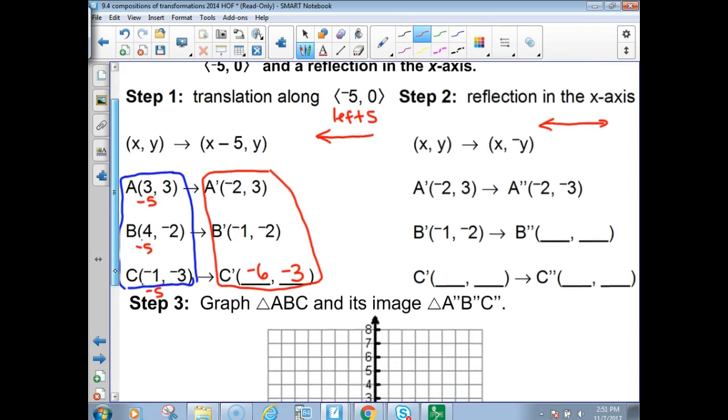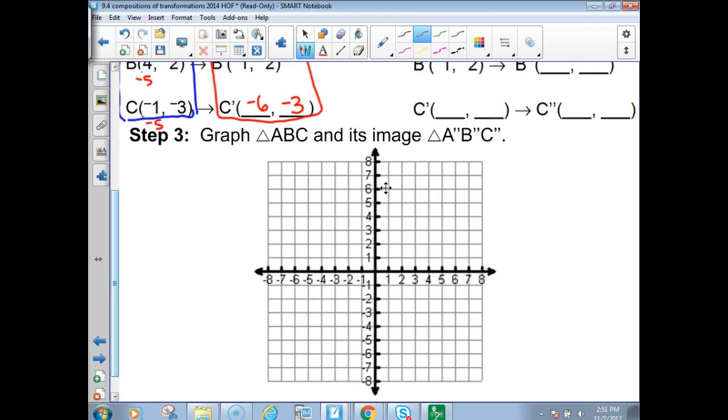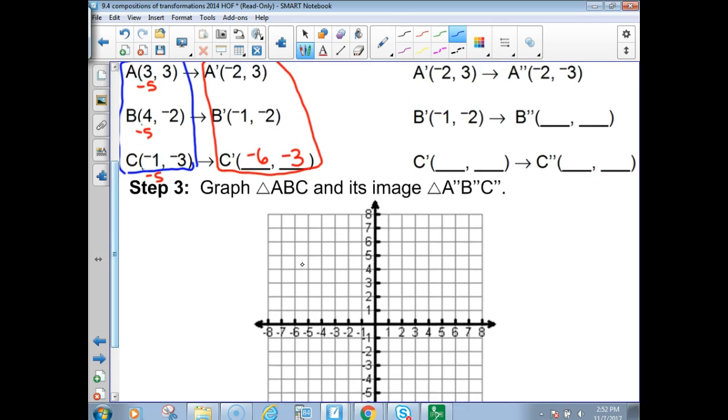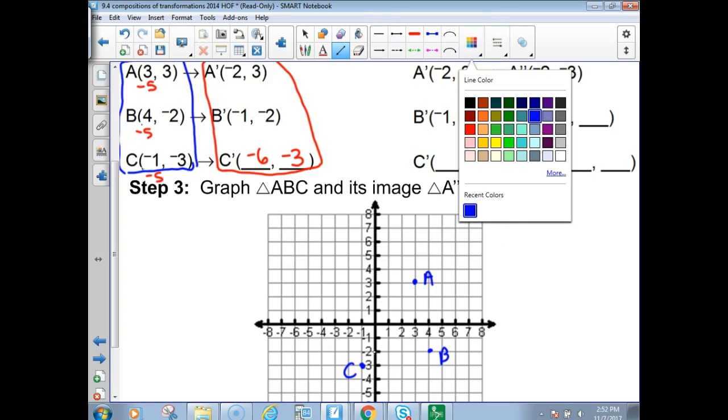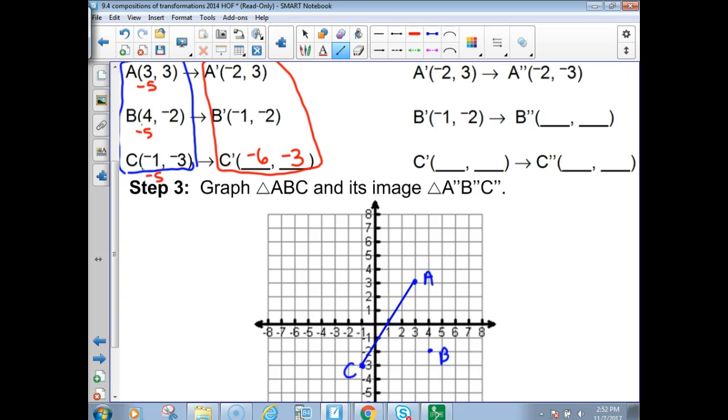Okay, so I'm going to go down to the grid, and I'm going to plot the points, but I've got to be able to see them. So I've got to plot 3, 3, label it A, 4, -2, and label it B. -1, -3 is left 1, down 3. Some of you forgot how to plot points recently. They're x first, then y. Okay, so here's our original triangle.